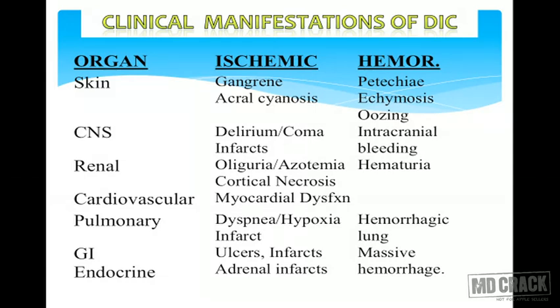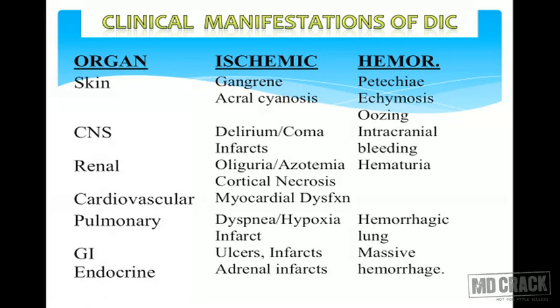How will the patient manifest with DIC? The patient can have both hemorrhagic manifestations as well as thrombotic manifestations. For example, in the skin, because of ischemia, the patient can have gangrene and acrocyanosis, or because of hemorrhage, he can have petechial hemorrhages, sometimes oozing, or even ecchymosis.